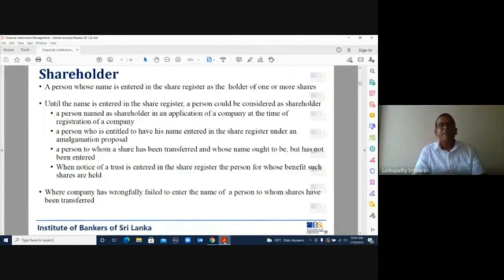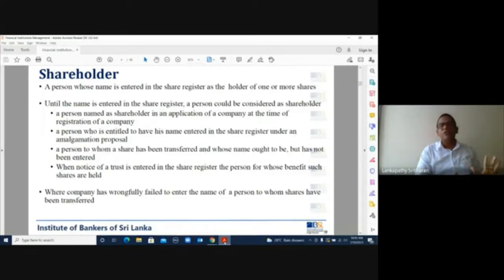But even in that circumstance, during the period between those 2 points, he can be considered as a shareholder. And finally, when notice of a trust is entered in the share register for the person for whose benefit such shares are held, then that person, he or she, can be considered as a shareholder. So these are the 4 circumstances where even though the name is not in the share register, the particular person has to be considered as a shareholder.